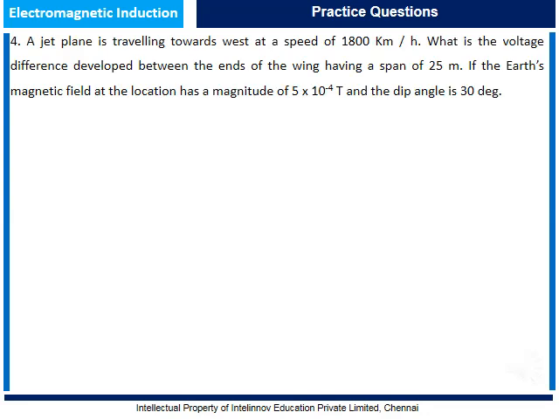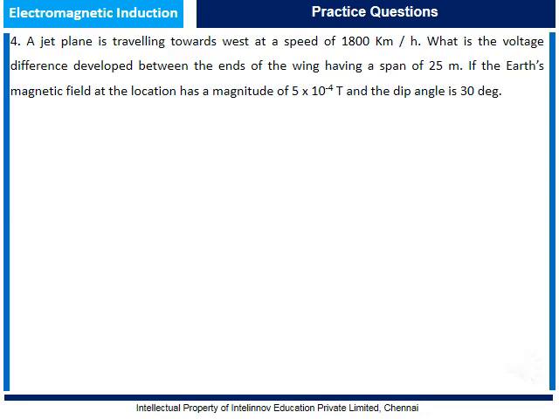Question number 4. A jet plane is traveling towards west at a speed of 1800 km per hour. What is the voltage difference between the ends of the wing having a span of 25 meters, if the Earth's magnetic field at the location has a magnitude of 5 × 10^-4 Tesla and the dip angle is 30 degrees?